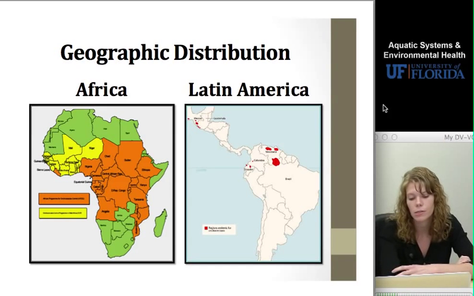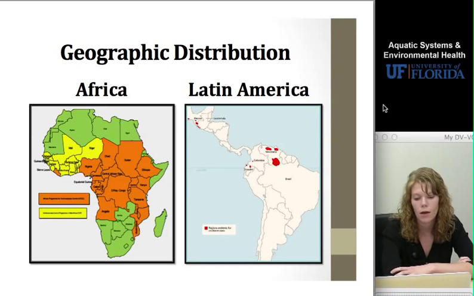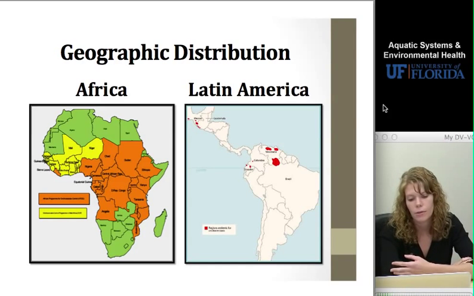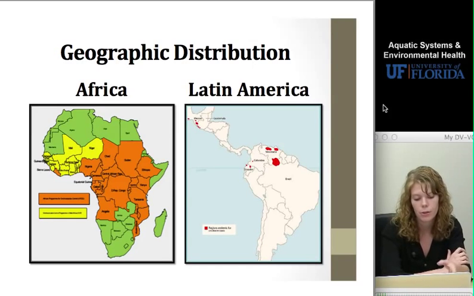What makes the spread of onchocerciasis different between these two continents is the distribution of endemic populations. In Africa, it occurs countrywide, and you can see in Latin America, these red regions here, it only occurs in concentrated foci.